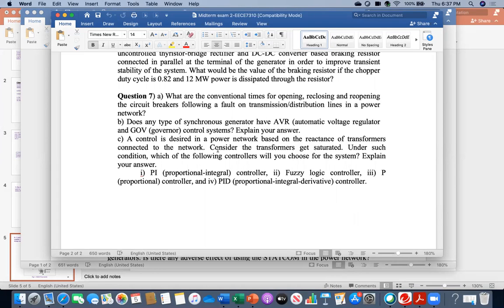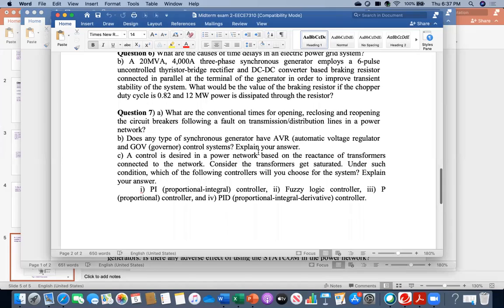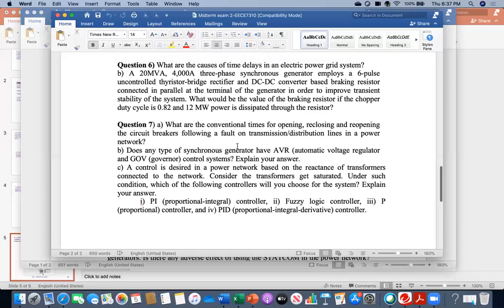Dr. Ali. So therefore, does any type of synchronous generator have AVR and governor control systems? Yes, I think the same question. Although I said there is a difference in the question, I think I asked that question here for the master's student. Okay, so I am coming to that later.